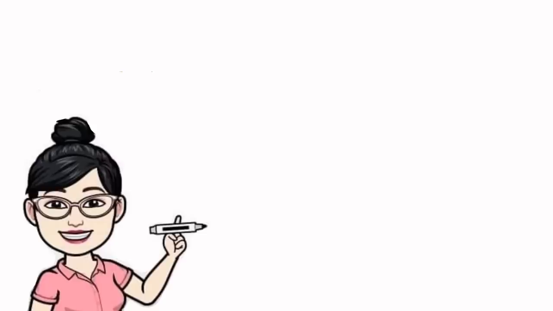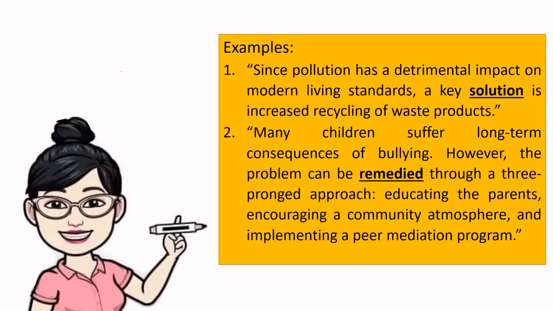Take a look at these examples. Since pollution has a detrimental impact on modern living standards, a key solution is increased recycling of waste products. Many children suffer long-term consequences of bullying. However, the problem can be remedied through a 3-pronged approach: educating the parents, encouraging a community atmosphere, and implementing a peer mediation program.